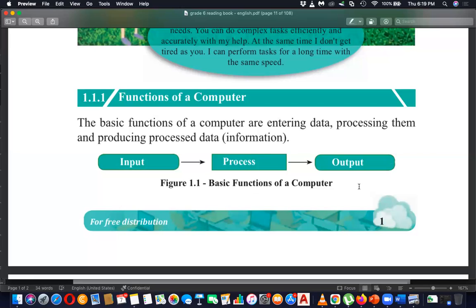And what is the output? Output is carbon dioxide. Yeah, carbon dioxide is one output. The other output is the absorbed oxygen. Absorbed oxygen is another output, and the exhaled carbon dioxide is also an output.